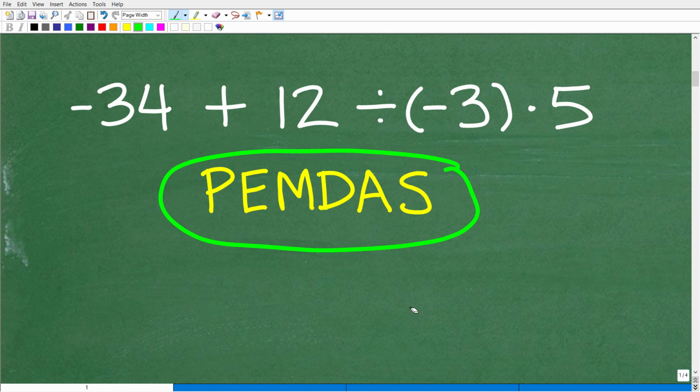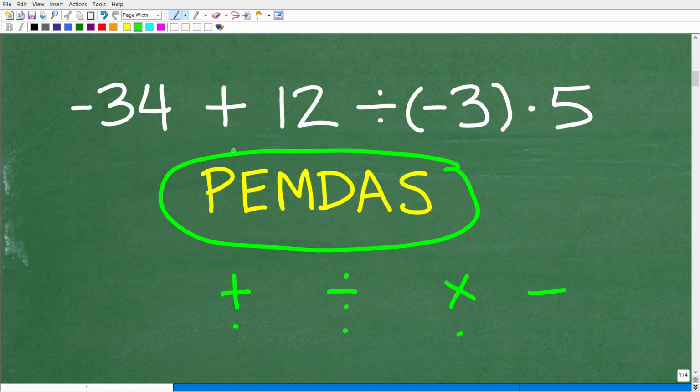So here we have a math problem that involves addition, division, and multiplication. Now, in mathematics, we have problems that involve different mathematical operators. That's what these things are. These are the things we can do with numbers. Of course, we can subtract. We can also take powers with numbers. There's a lot of things we can do with numbers.